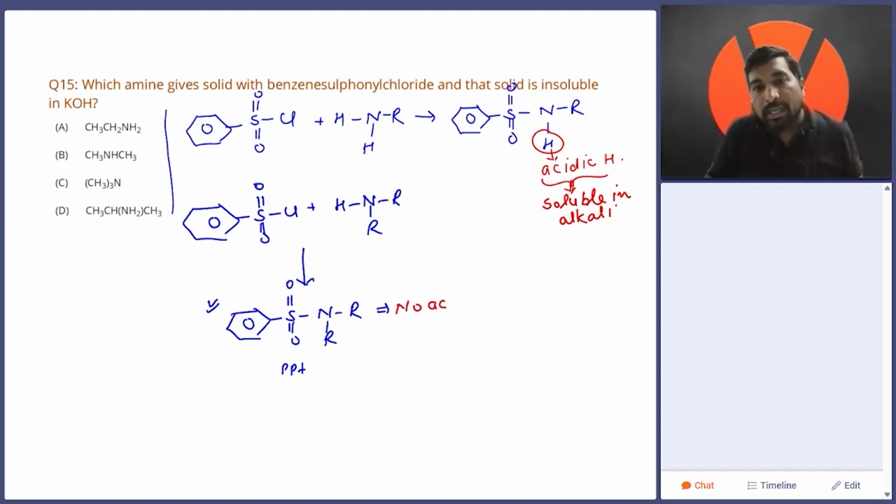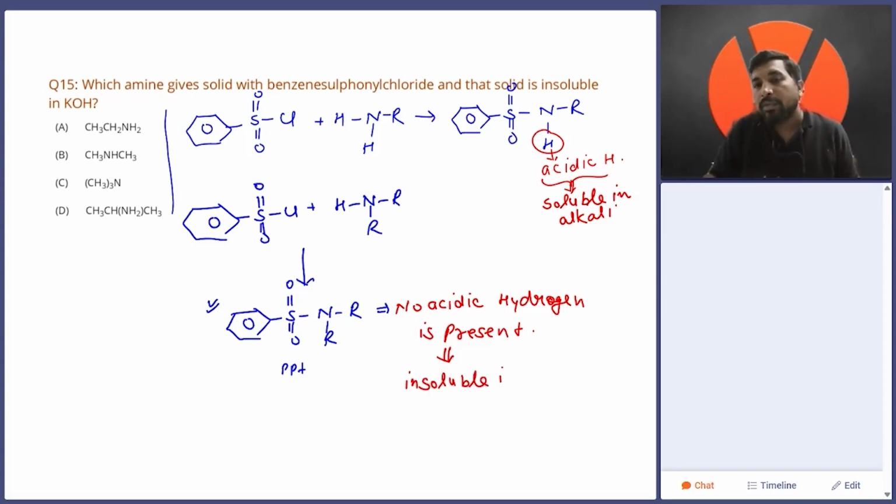No acidic hydrogen is present, due to which it is insoluble in alkali. Whereas 3 degree amine does not contain any hydrogen on nitrogen, due to which benzene sulfonyl chloride will not react with 3 degree amine. Hence, the answer should be 2 degree amine.